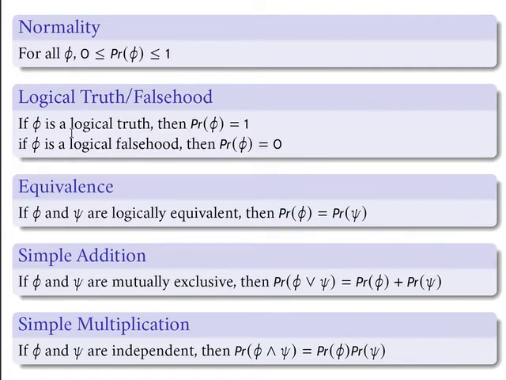Now note though that these say that, for instance, any tautology has probability 1, but that doesn't mean that any sentence with probability 1 has to be a logical truth or a tautology. And similarly, the second rule says that any contradiction or logical falsehood has to have probability 0, but it does not say that whenever there is a sentence with probability 0, it is therefore a logical falsehood.